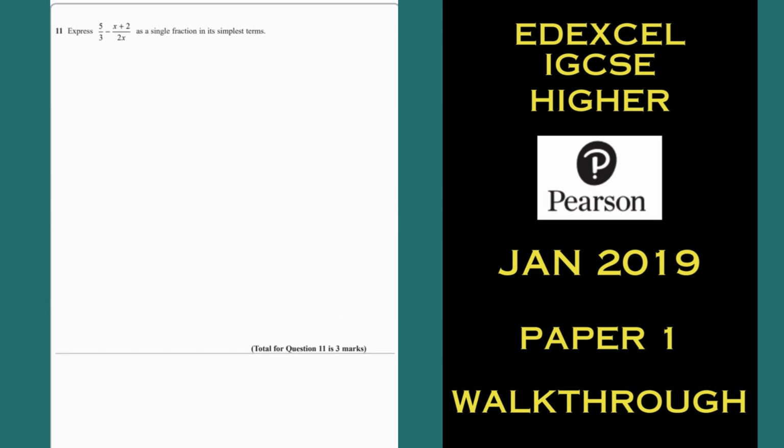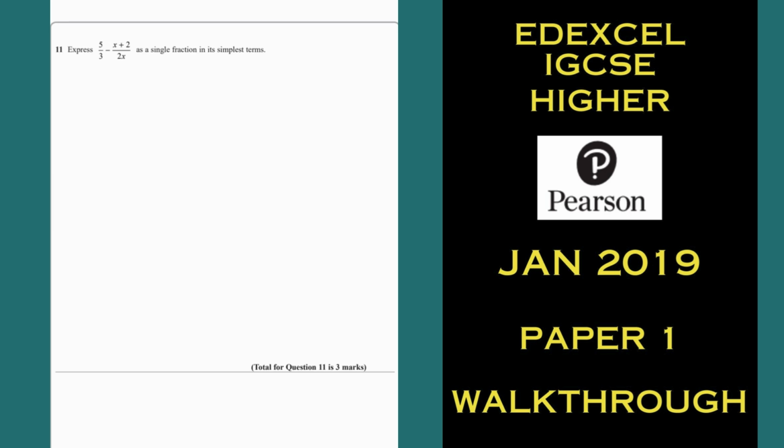Some algebra. Lots of different ways of doing this. I'm going to do it the LCM way. So the lowest possible thing, term, whatever you want to call it, that 3 and 2x both go into is 6x. So what did I multiply the denominator by? 2x. Do the same to the top. Here, what did I multiply the bottom by? 3. Do the same to the top.